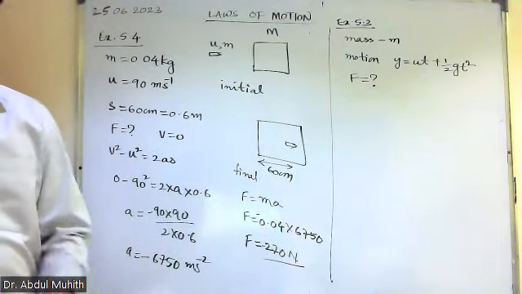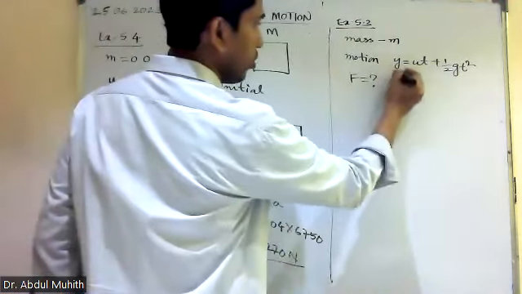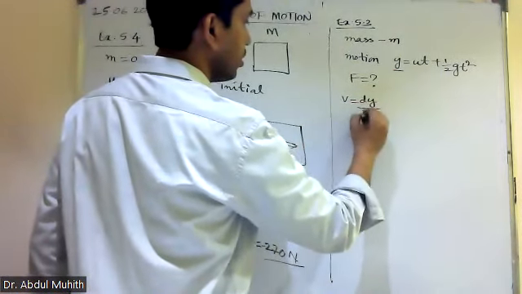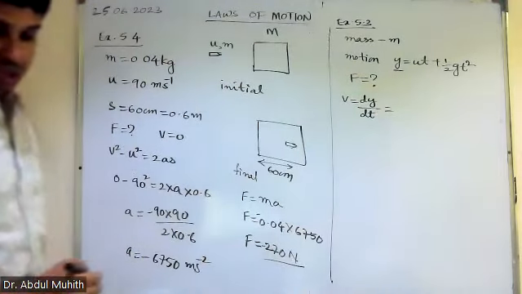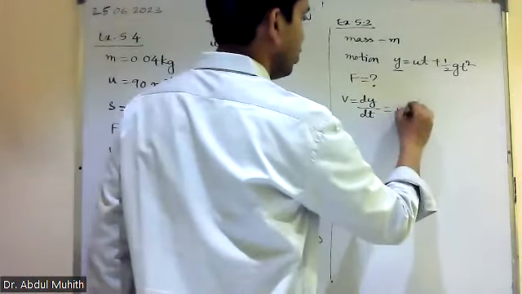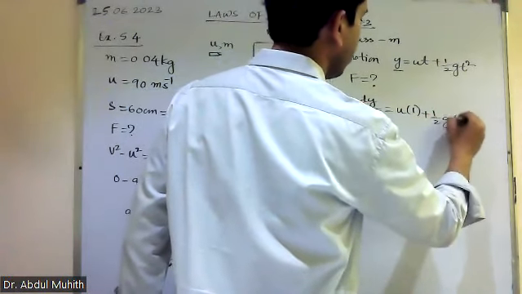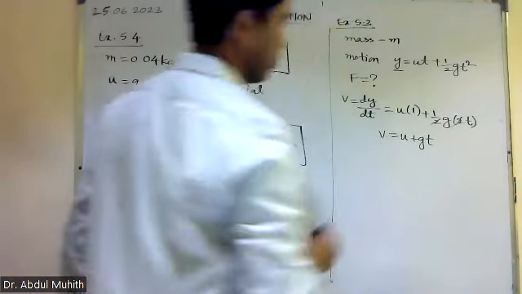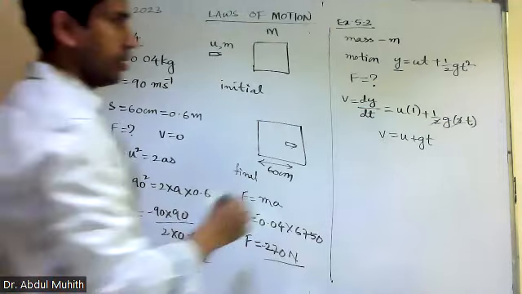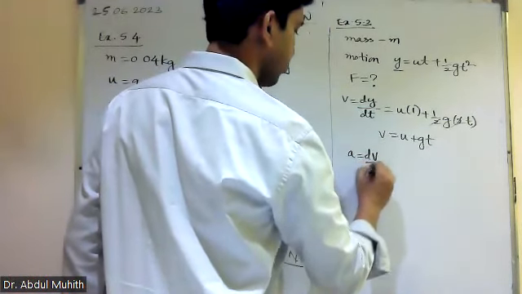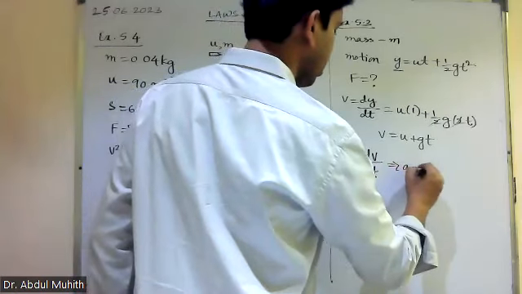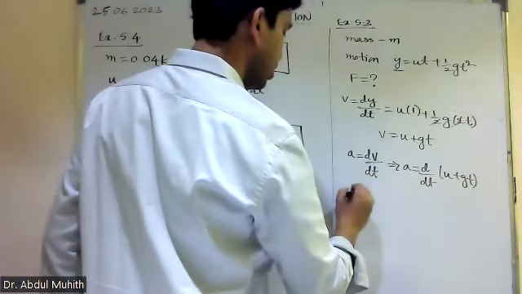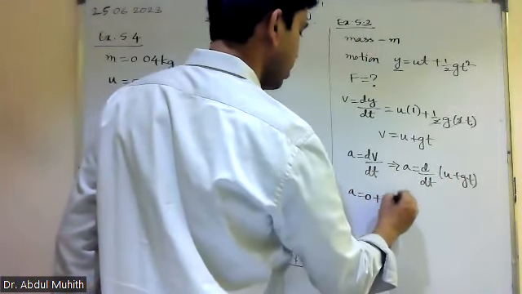So first we will find out velocity. This is the displacement actually. How do we find out velocity first? Velocity is v equal to dy by dt, which is equal to how much? Derivative of t is 1, u into 1 plus half into g into 2t. 2 and 2 will go away. u plus gt. This is velocity. We need to find out acceleration again. So acceleration is dv by dt. So acceleration equal to d by dt of u plus gt. So derivative of constant is 0. 0 plus g into 1. So answer is a equal to g.